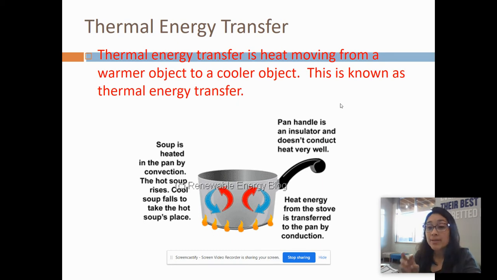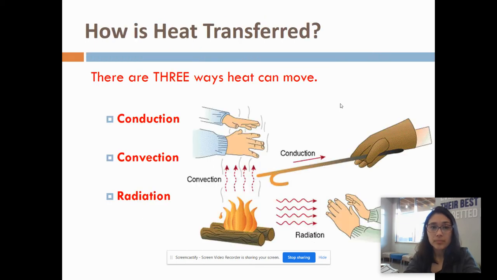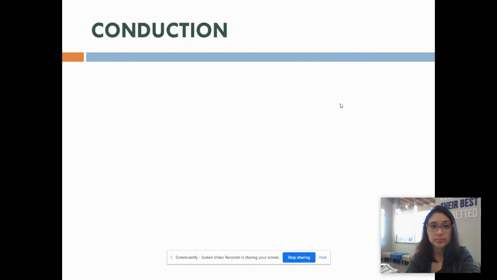And there's three ways that this happens. And I want you to write those three things down. Okay, so there's three ways that heat can move. It can move through conduction, convection, or radiation. Okay, and we're going to go over what each one of those means. Again, if you need to pause, please pause here so you can write.